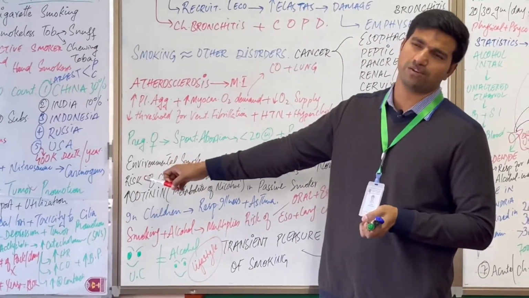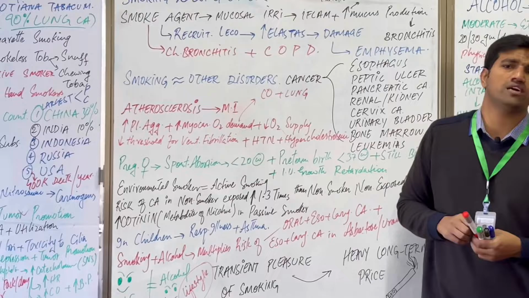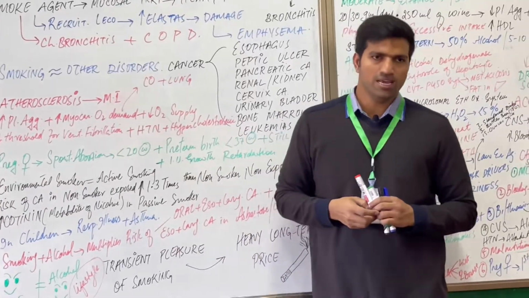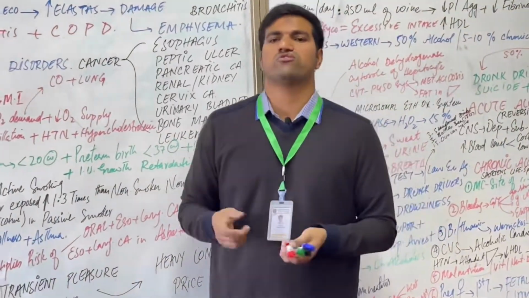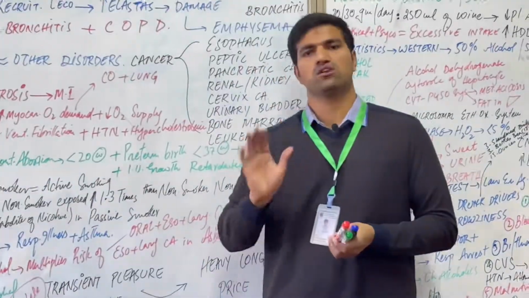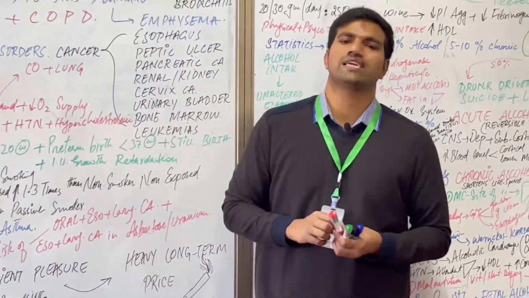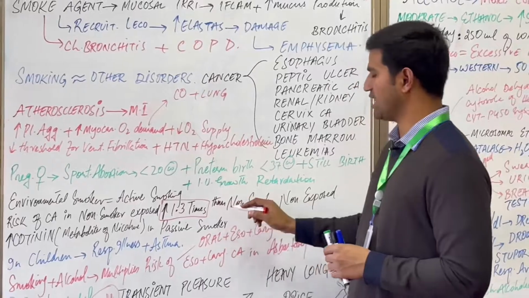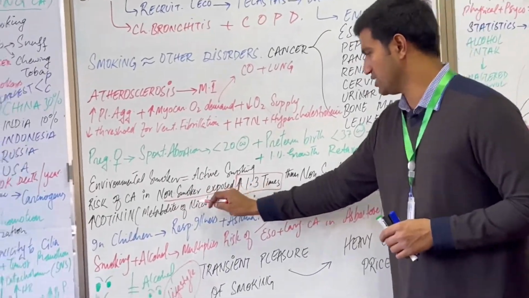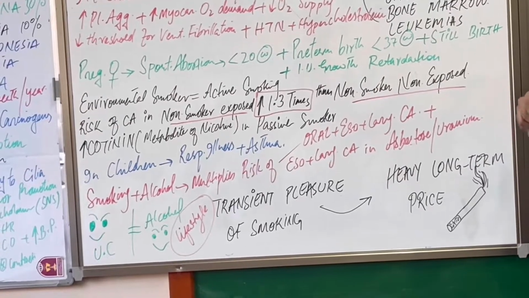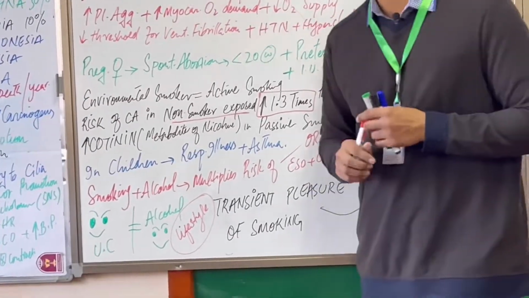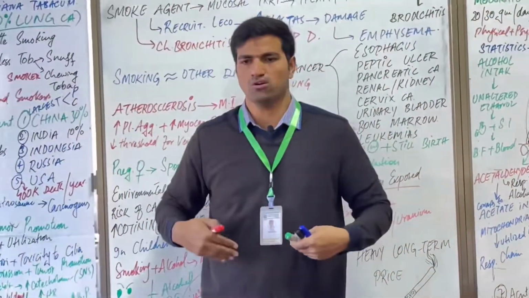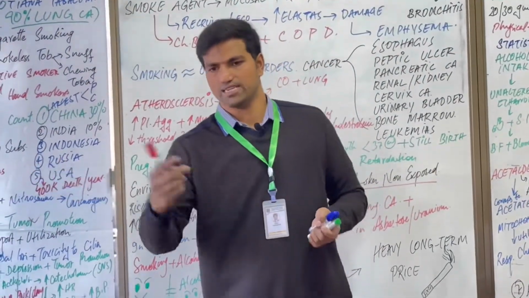Then there are some environmental factors, like environmental smoke being equal to active smoking. If a non-smoker is exposed to environmental smoke or tobacco, they have 1.3 times more risk of cancer than a non-smoker who is not exposed to tobacco. So 1.3 times more cancer risk in a non-smoker who is exposed than a non-smoker who is not exposed. These non-smokers are basically passive smokers. Second-hand smokers are passive smokers who are not actually smoking, but they are inhaling the tobacco present in the environment due to some active smoker or some other factor.